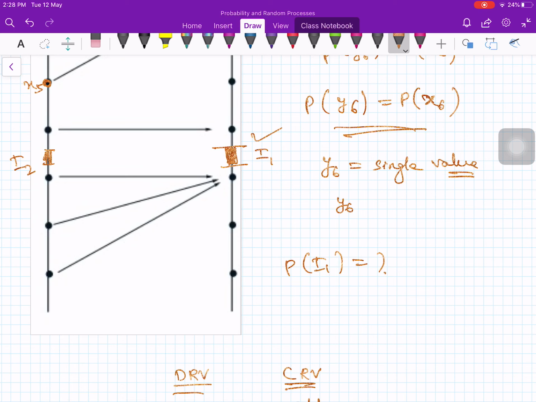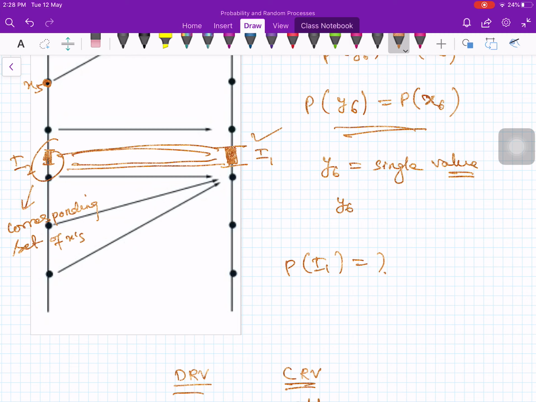And you go back and find the corresponding set of x's. This is the corresponding set of x's that lead to those y's, and equate these two probabilities. The probability of those y's collectively should be equal to the probability of all the x's here that map into that interval collectively. And this way you can relate the two.